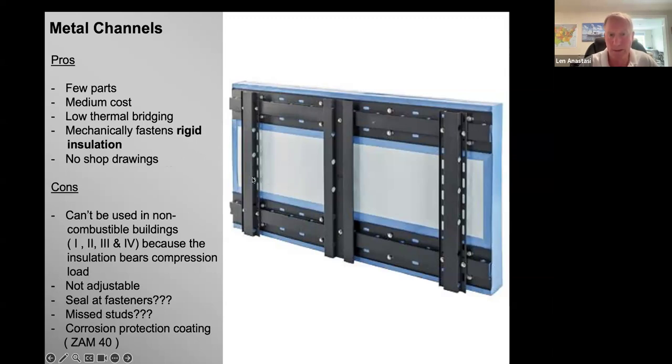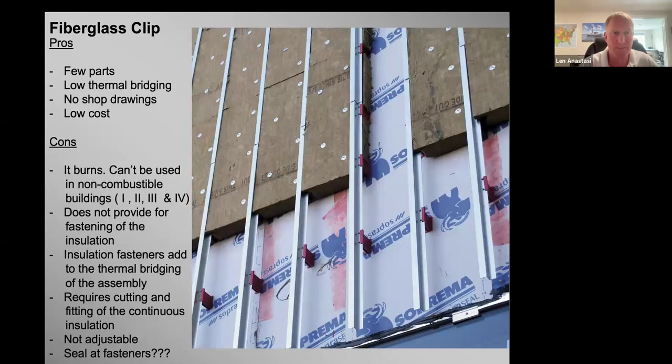There's very little adjustability in this. You're shimming your panels. Again, seal at the fasteners, these fasteners here, where you're trying to find the studs, and then what happens when you miss a stud. And this is the same corrosion protection, the ZAM 40 that they have on here, but they paint this black, so you can use it for an open rain screen joint system.